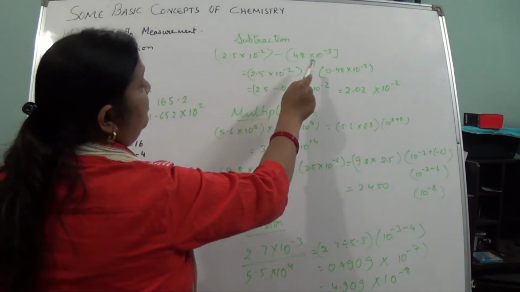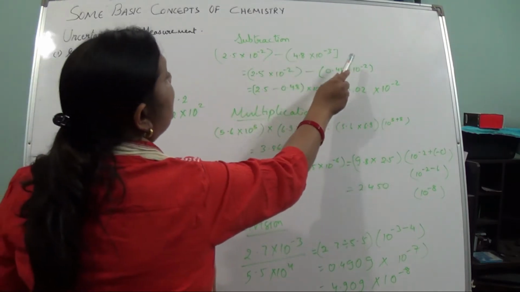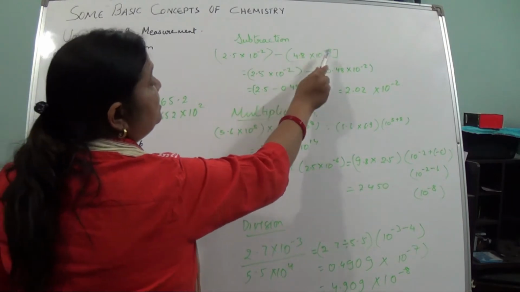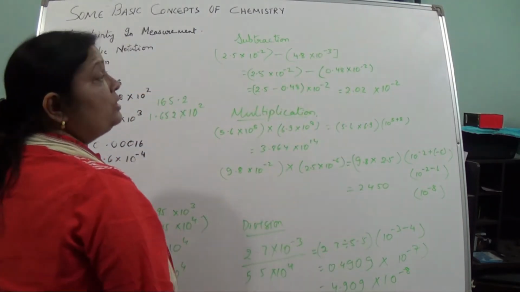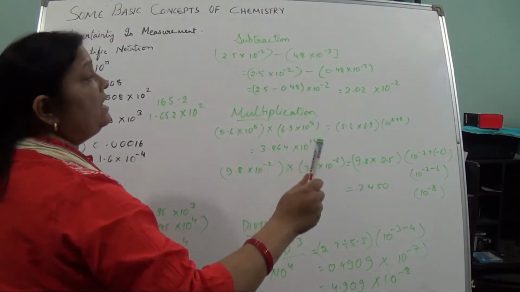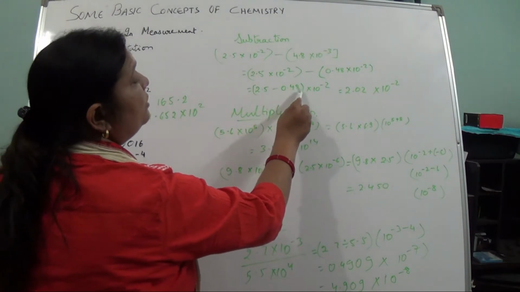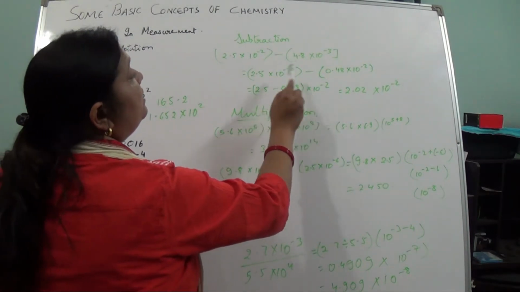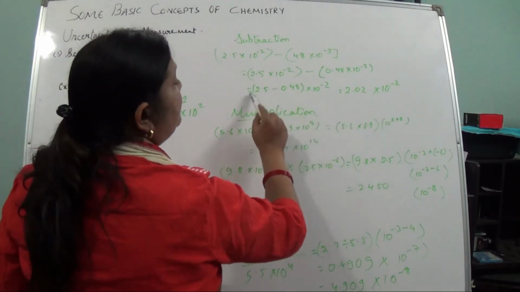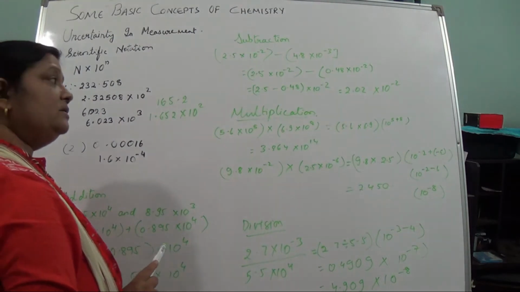So if I am making minus 2 over here, naturally what happens, here 1 will be shifted to the right hand side, because here you can see it is in the minus. So in minus, the value becomes less. So here it is 2.5 minus 0.48 into 10 to the power minus 2. We are subtracting it. What we are getting is 2.02 into 10 to the power minus 2.